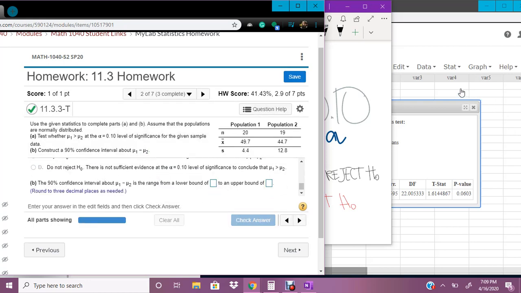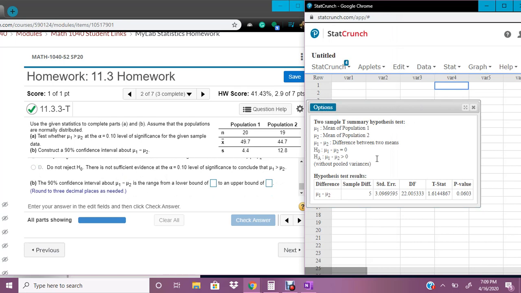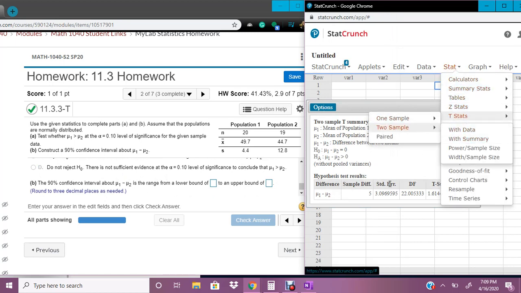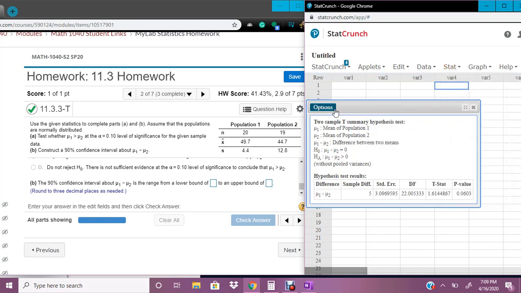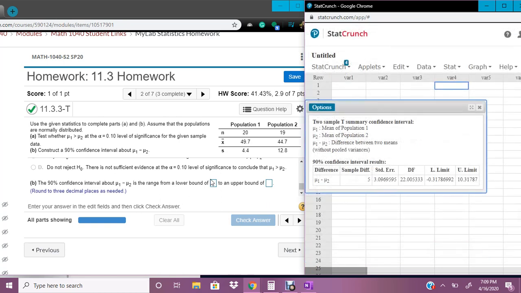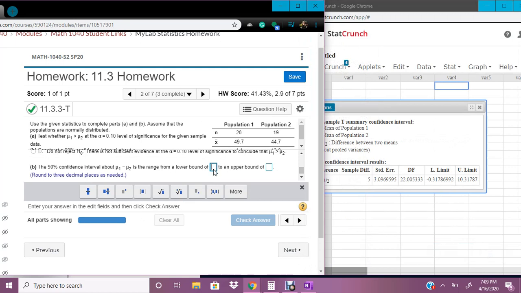Now we're going to do a confidence interval. A trick in StatCrunch, instead of doing everything all over again, we are going to just click on options and edit. That way we don't have to re-input all this data. If you already exited out, it's under t-stats to sample with summary. We're going to change it to confidence interval, and we're looking at a 90% confidence interval. So our upper and lower bounds right there.